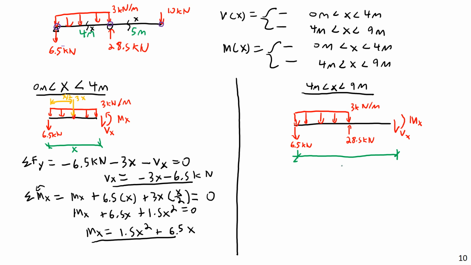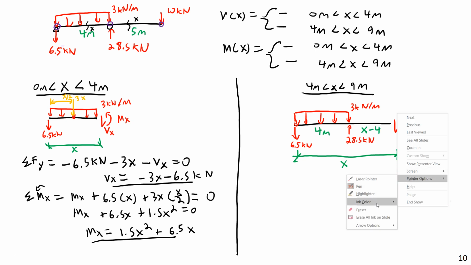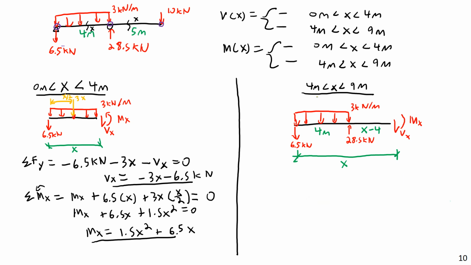Okay, so we have a point x here, a distance x from the left. Now this distance here is not going to change. This is just the actual length of this distributed load. That's going to be 4 meters. But we've got to do a little subtraction here. If it is x to wherever our cut is, the distance from here to that cut is going to be x minus 4. And I'm going to use the same equivalent point load.